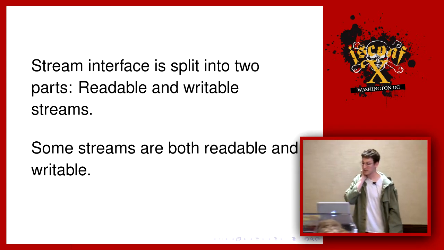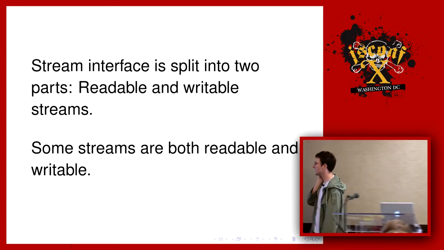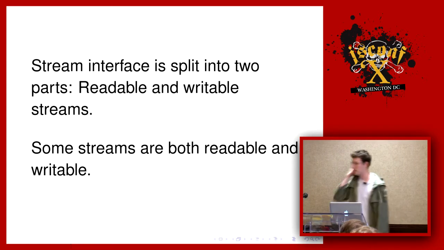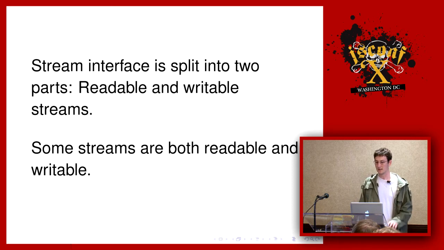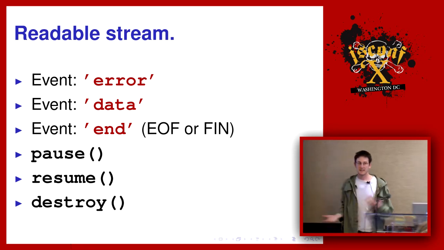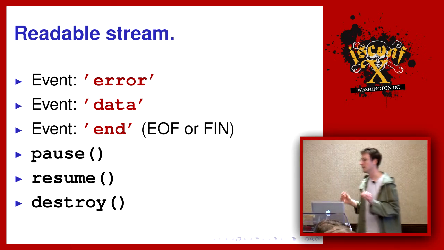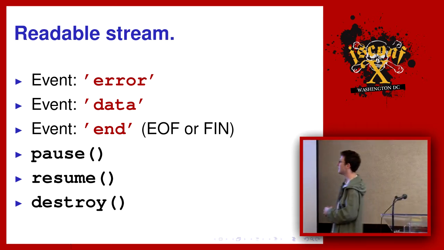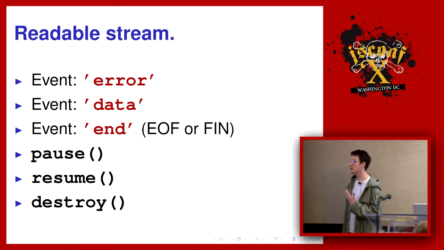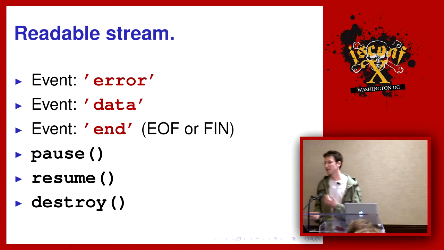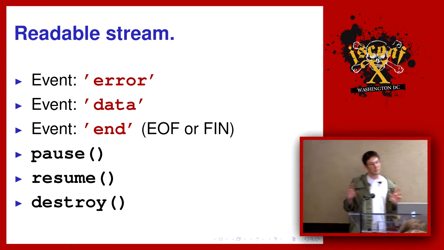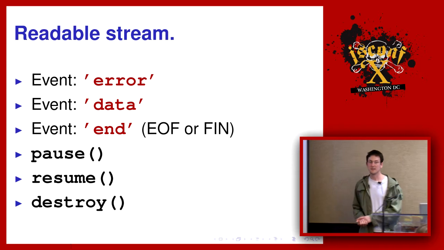So the stream interface, which I will describe to you, is split into two parts: readable and writable streams. Some streams are both readable and writable. They're duplex, like a TCP socket. The readable stream looks like this. It has a data event. You receive data, and it says data, data, every time it's continually pulling in data. And when you get an EOF or a FIN packet on TCP, or maybe it's a fake stream, maybe it's an HTTP request in a pipelined HTTP connection, so it's not actually the end of something, you have an end event when this data terminates.